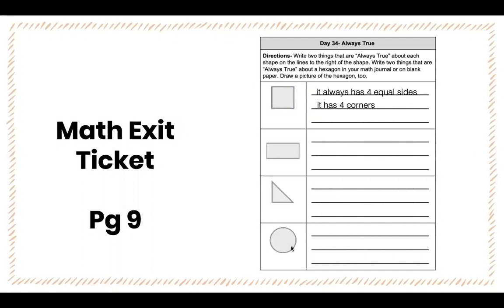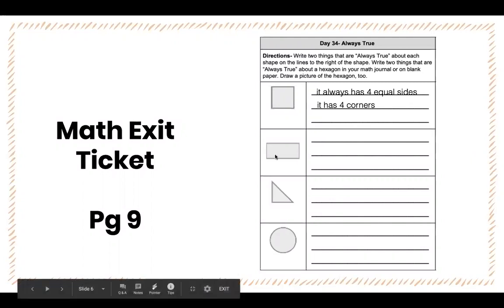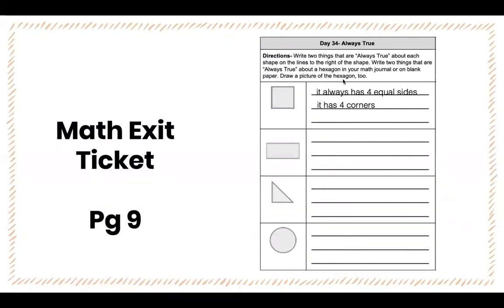Now the next part, it says write 2 things that are always true about a hexagon in your math journal or on blank paper. So the hexagon is not pictured here. So in your math journal, you need to draw a picture of the hexagon and then write 2 things that are true, always true about it. Don't forget that part.